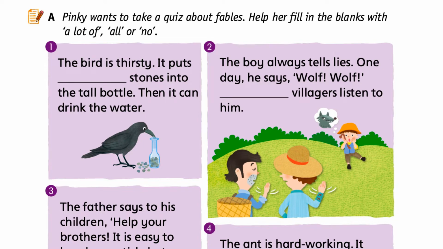Pinky wants to take a quiz about fables. Help her fill in the blanks with a lot of, all, or no. Look at fable number 1. In the picture, we can see a bird. We call it a crow. This bird is going to get some water from the bottle.